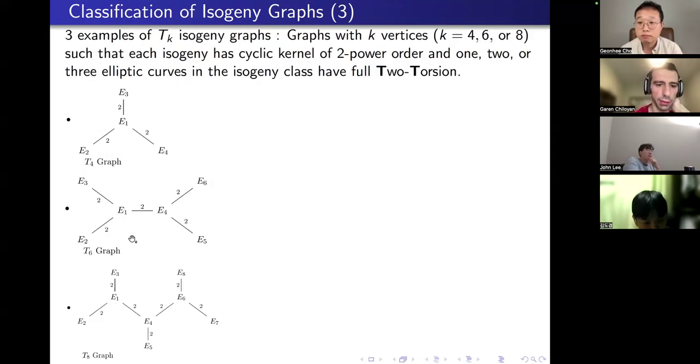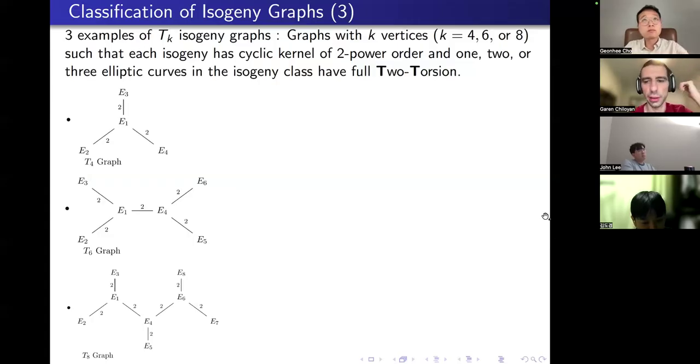We have this T6 graph. So 6 different vertices. These two curves in the middle have flow-through torsion. And you have a T8 graph. These 3 curves here have flow-through torsion. The other curves have cyclic torsion. This curve here has flow-through torsion. The other curves have cyclic torsion. These curves here have flow-through torsion. These other curves have cyclic torsion. These curves here have flow-through torsion. The other curves here have cyclic torsion.